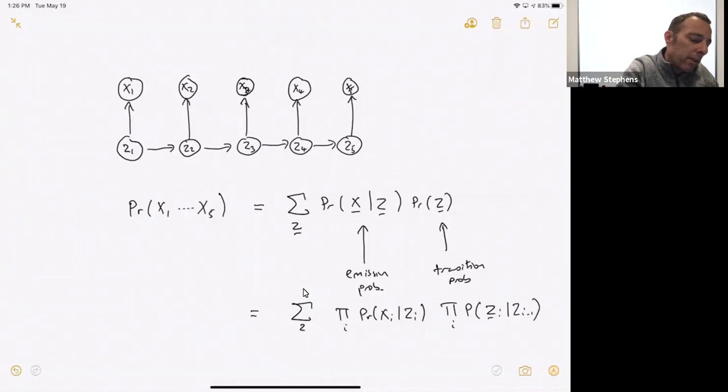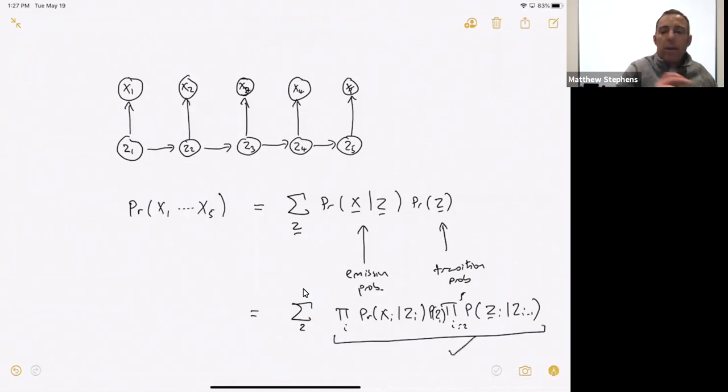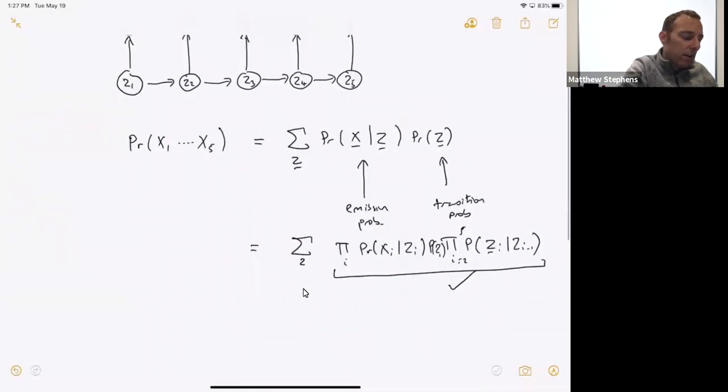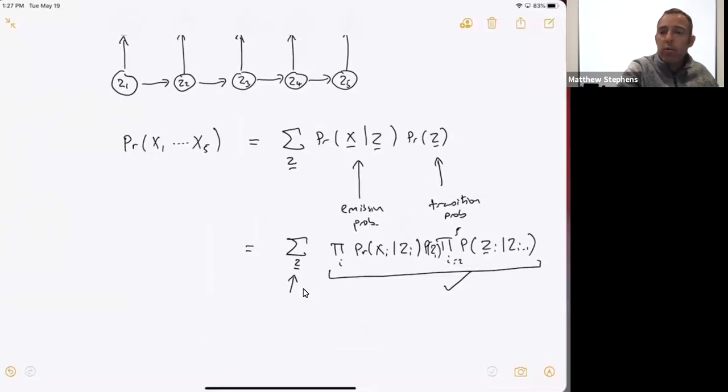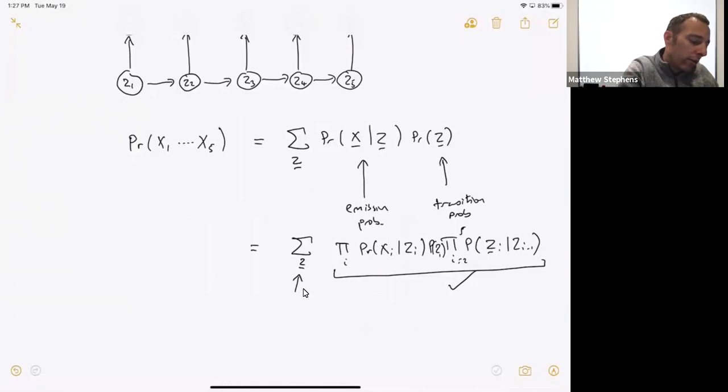We'll need, I guess this is i equals 2 to 5, and then we need a P of z1 to start it off, right? So this part is nice and easy, but the problem in evaluating this is that we need to sum over all possible values for that vector z. So if there are two states and it's of length n, then there are 2 to the n possible values for that vector. So there are 2 to the n terms in that sum, or if there are k states and length n, this is k to the n terms.